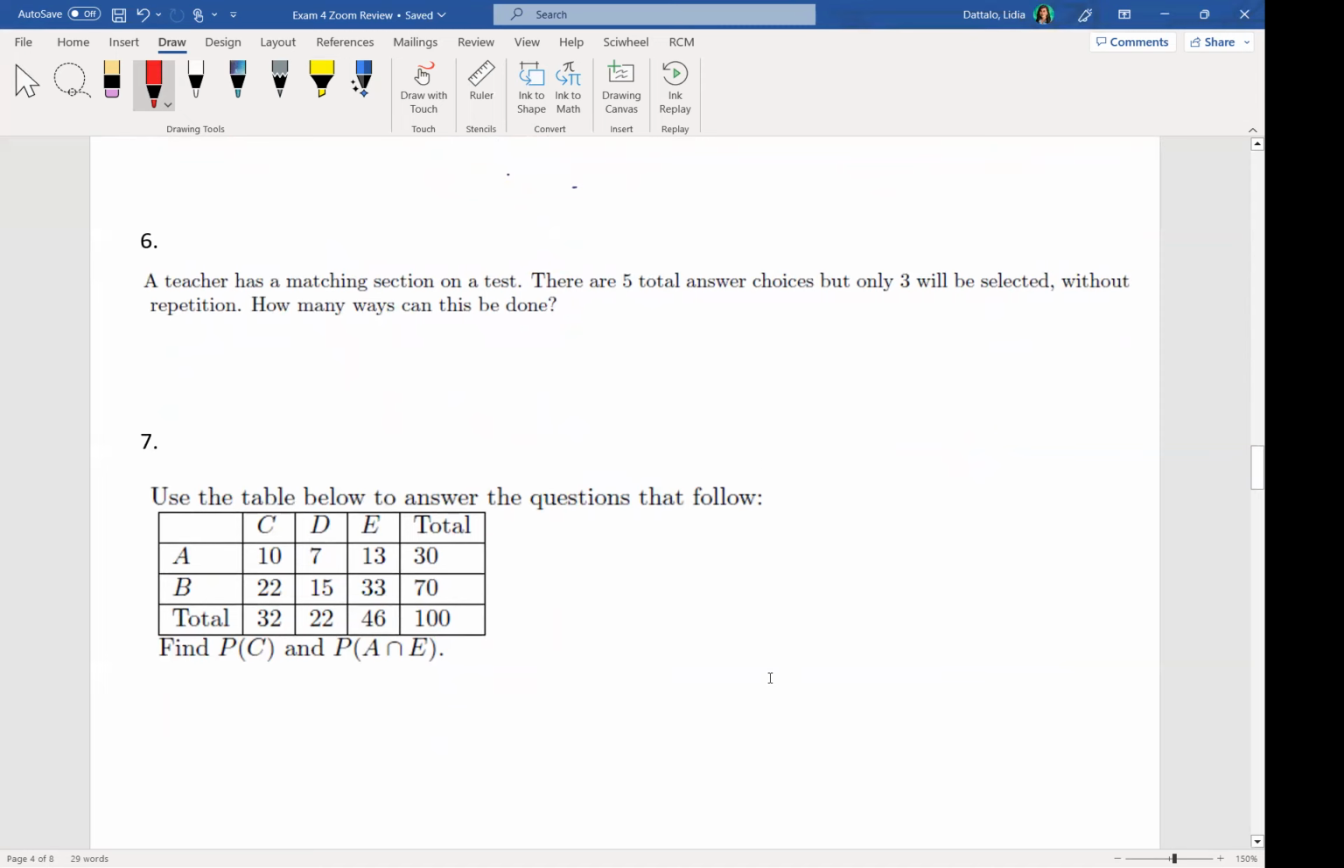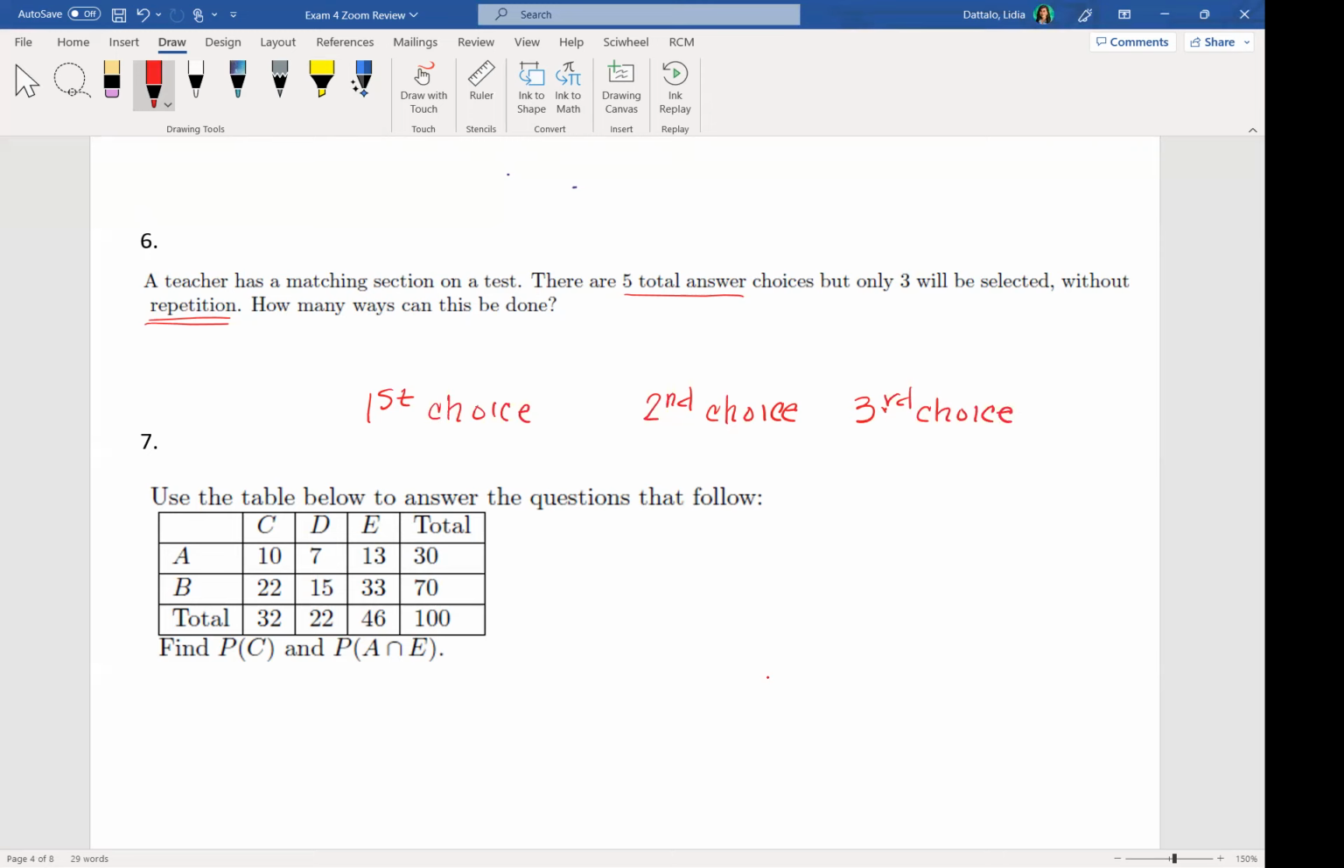Number 6 says, a teacher has a matching section on a test. There are 5 total choices, but only 3 will be selected. That means if 3 are selected, it's without repetition. How many ways can this be done? Okay. Let's write something. You have the first choice, you have the second choice, and then you have the third choice.